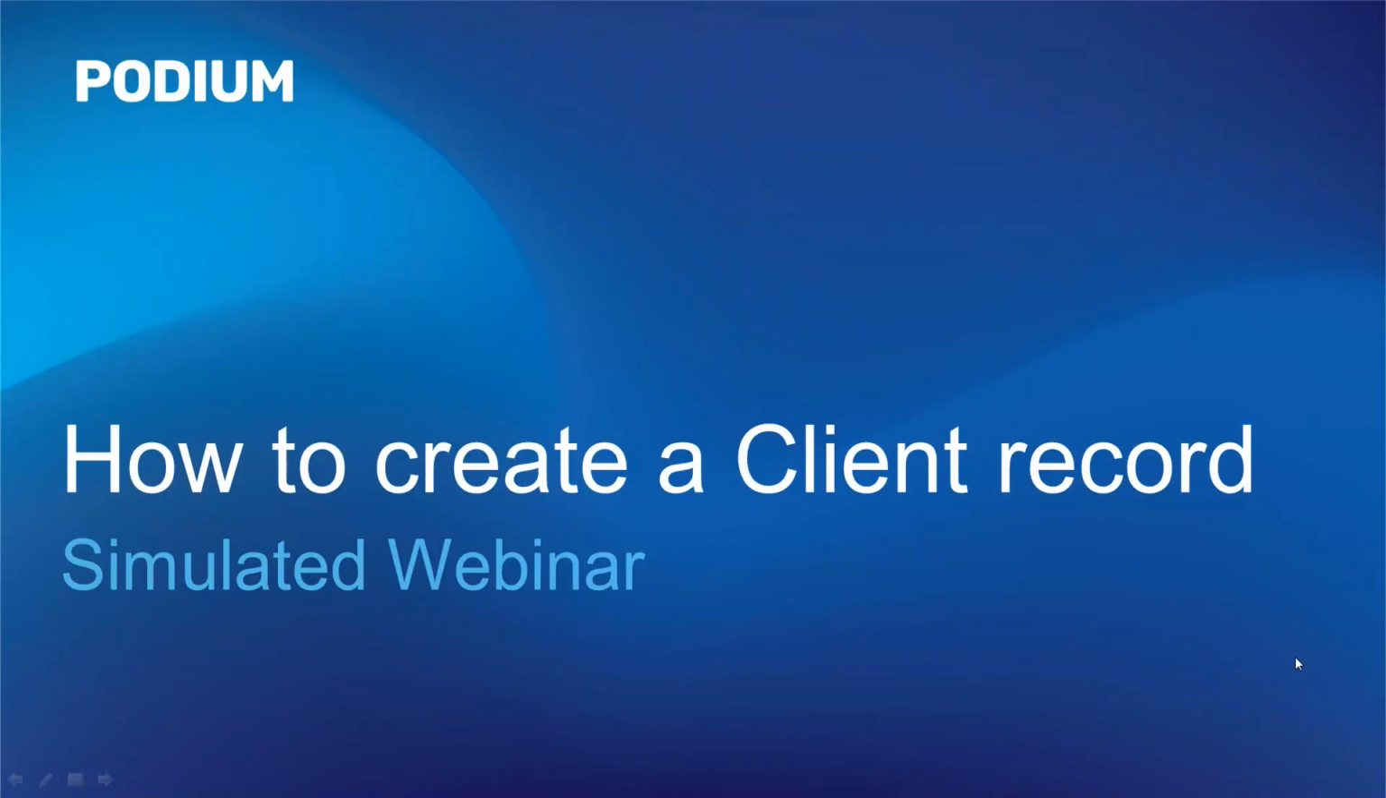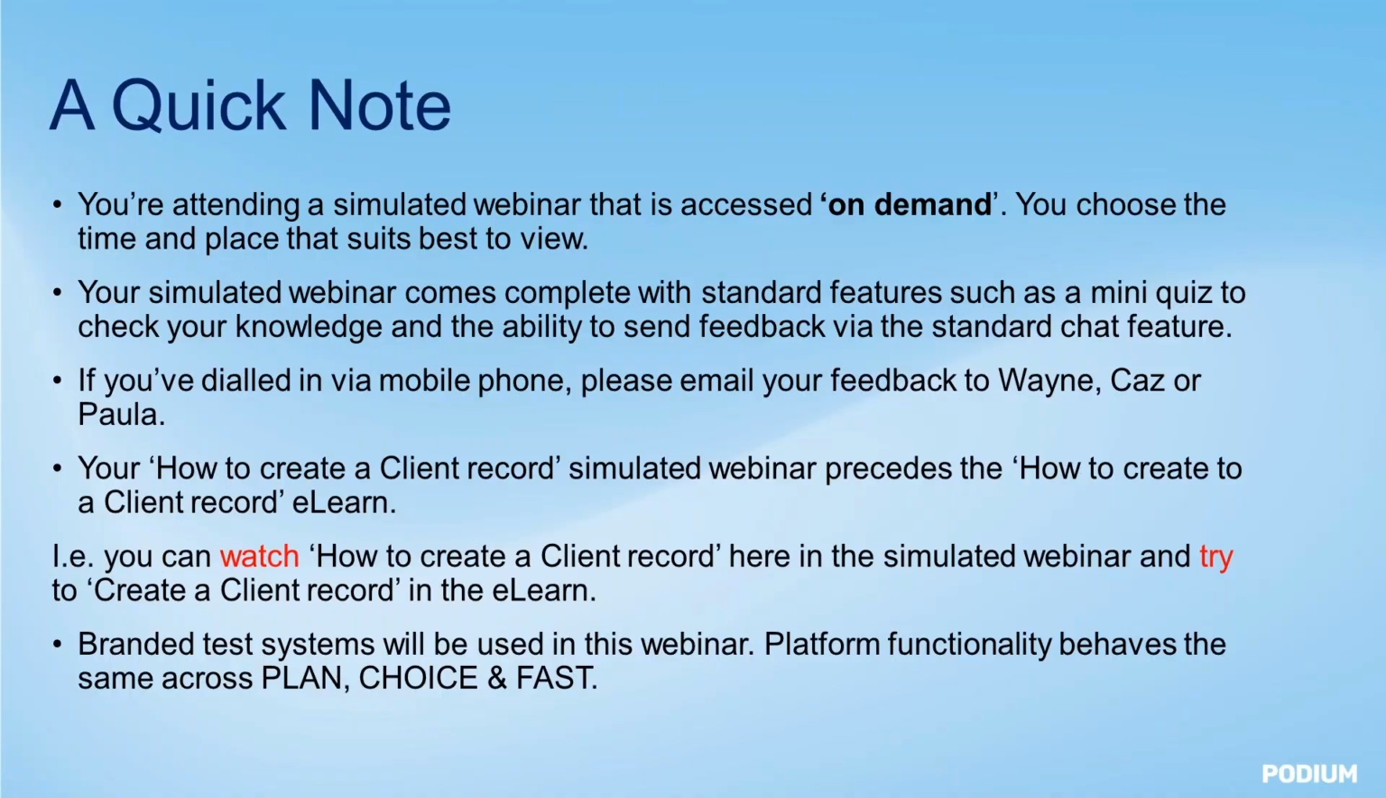A couple of quick notes before we start, folks. You are attending a simulated webinar today that is accessed on demand. So this means you choose the time and the place that suits you best for viewing. Now, your simulated webinar comes complete with standard features such as a mini quiz to check your knowledge and the ability to send feedback via the standard chat feature. Now, if you've dialed in via your mobile phone, please email your feedback to the podium trainers, Wayne, Kaz, or myself, Paula. Now, your How to Create a Client Record Simulated webinar precedes the How to Create a Client Record eLearn. In other words, you can watch the demonstration on how to create a client record here in the simulated webinar, and then you can try to create a client record yourself in the eLearn.